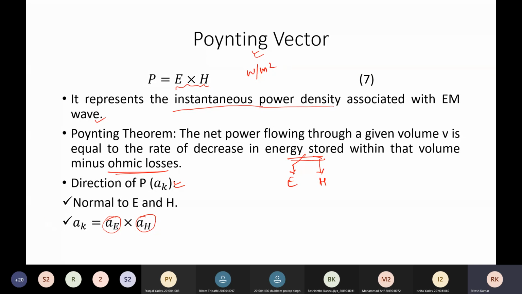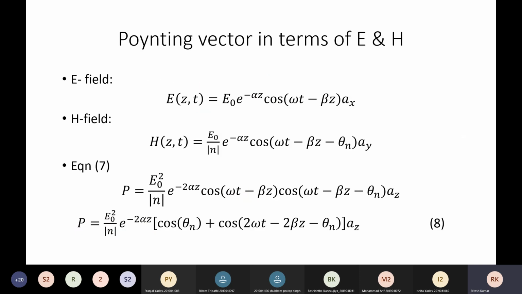So a_k should be equal to a_E cross a_H, where a_k represents the direction of wave, a_E is the direction of electric field, and a_H is the orientation of magnetic field. And this direction of Poynting vector, from here we can say it is normal to a_E as well as a_H. So a_k is perpendicular to a_E, which is also perpendicular to a_H. These three are orthogonal to each other, having a 90-degree angle.